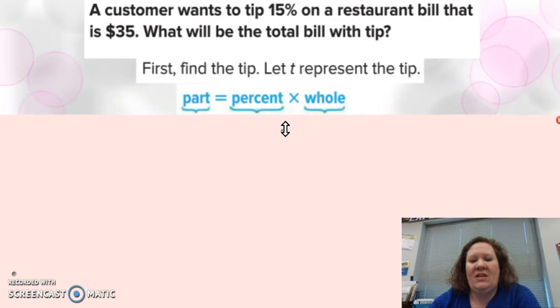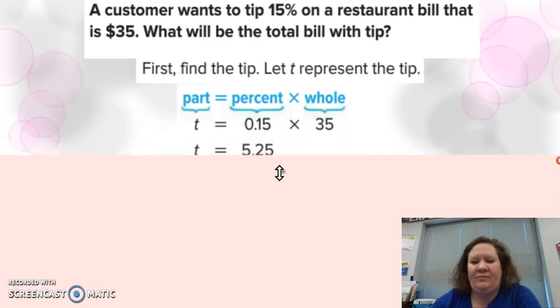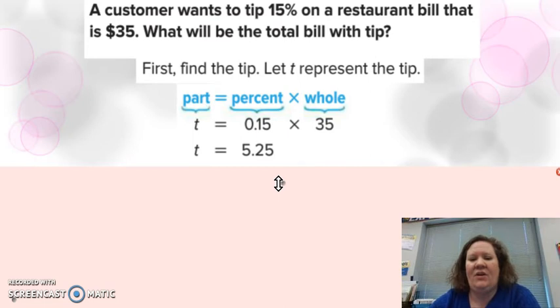And we're going to use the exact same equation, where the part is equal to the percent times the whole. Again, tip is something extra, and it's based on the whole amount. So the tip is representing the part. 15% we want to turn into a decimal. We just divide by 100, and then we're going to multiply it by the amount of the bill. We find that the tip that this customer would like to leave is $5.25.